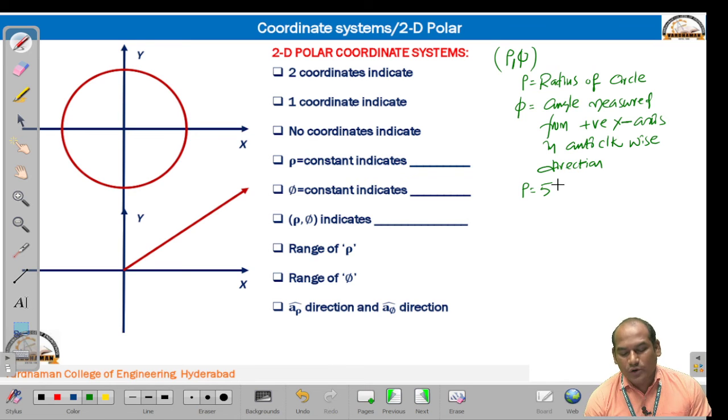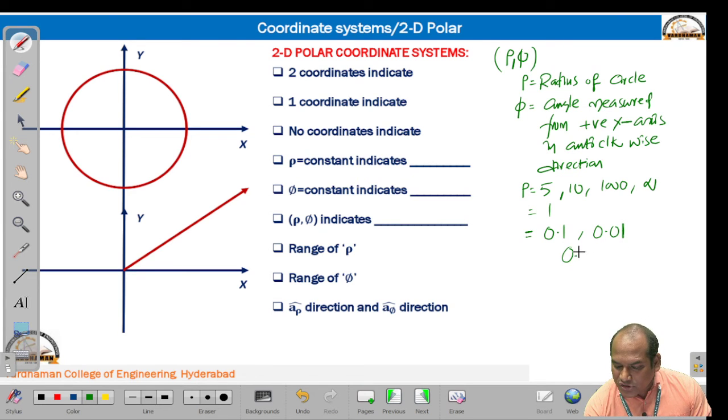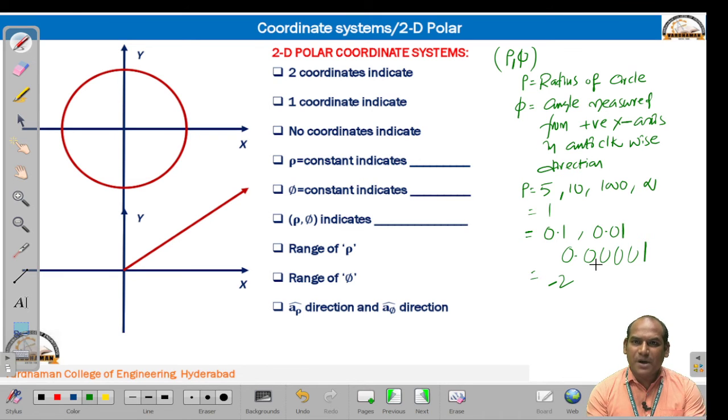I can give rho is equal to 5, rho is equal to 10, rho is equal to 1000, rho is equal to infinity, rho is equal to 1, rho is equal to 0.1, rho is equal to 0.01. You need to draw a circle with the radius 0.01. If I give rho is equal to 0.000001, it is also possible. You will draw a circle with that tiny radius, but I can't give rho is equal to -2. You can't draw a circle with the radius -2 meters. Radius is a positive value. That means rho is a positive value.